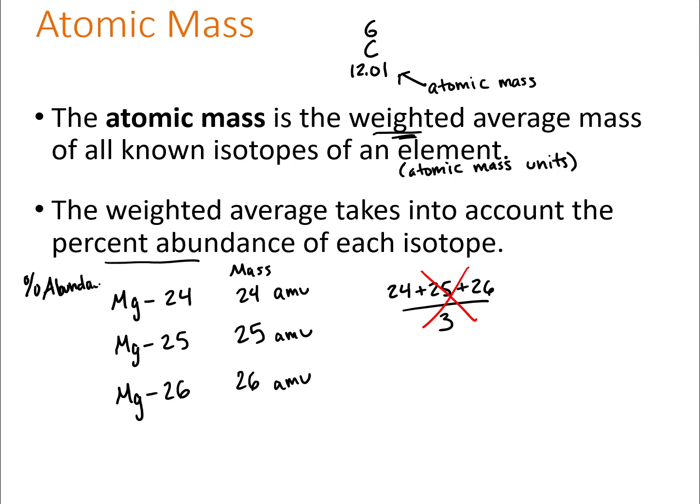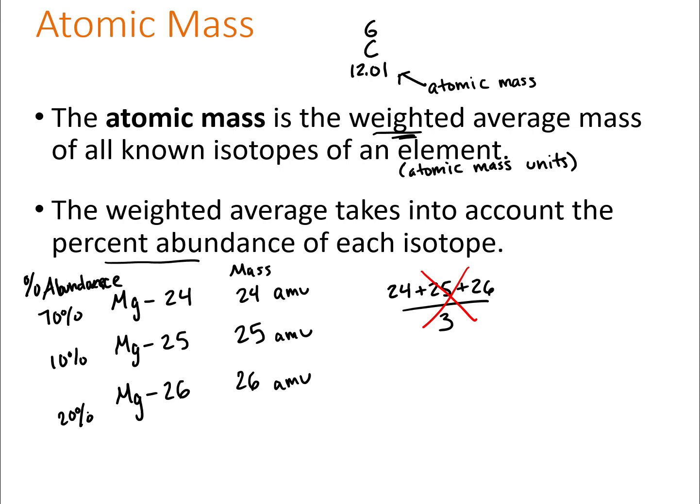We have to take into account how much of the magnesium in the earth is 24, 25, or 26. The majority of it is magnesium 24. And the rest, I don't remember how it's broken up, so this is not accurate. I know that there's more magnesium 24. My brain's a little fuzzy on the percentages.